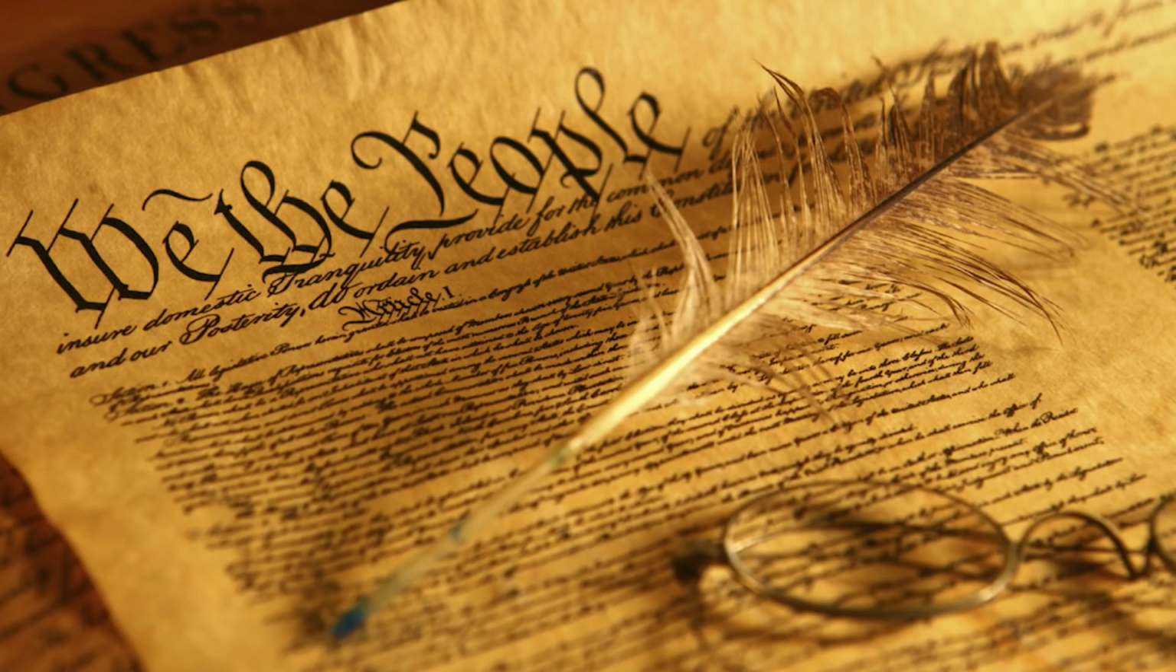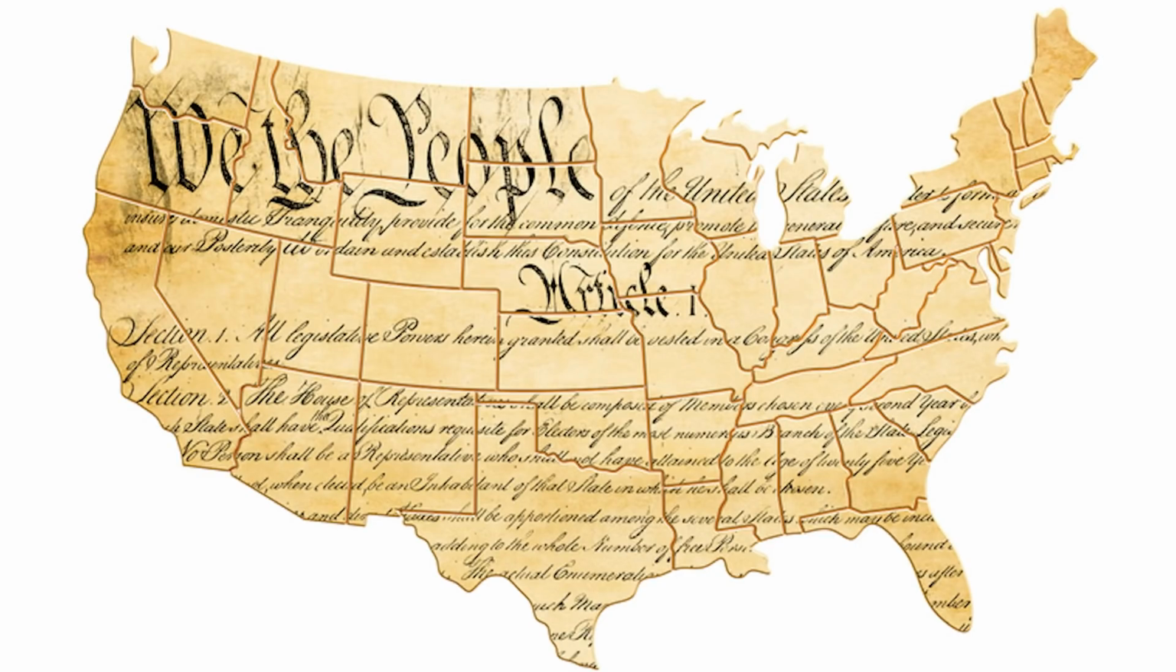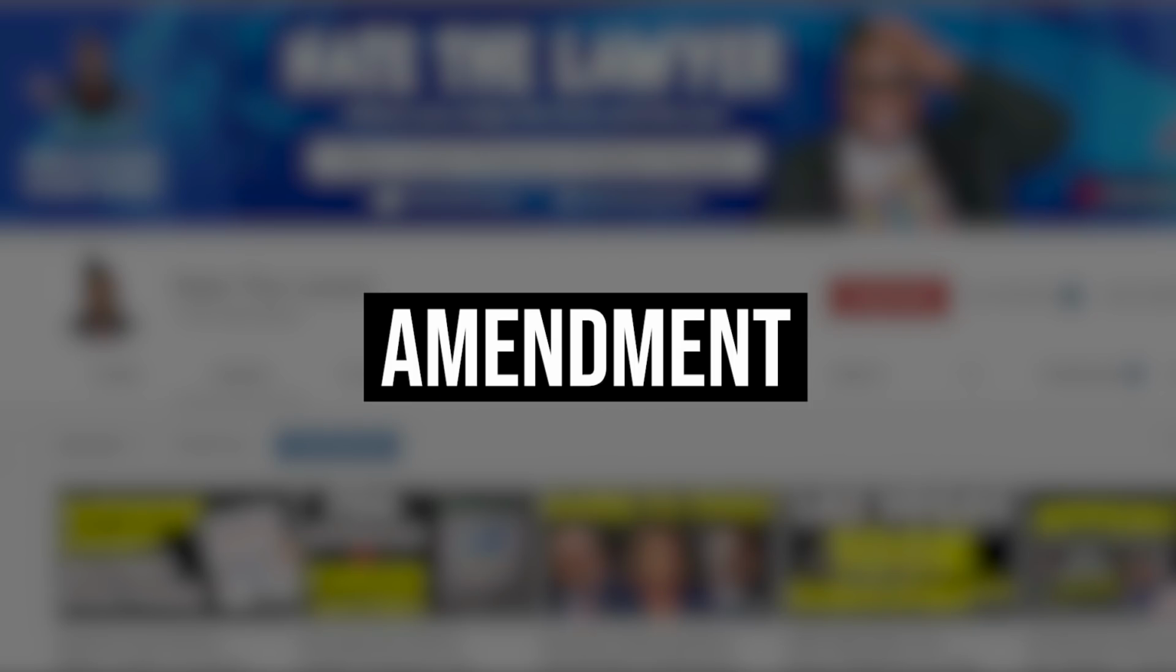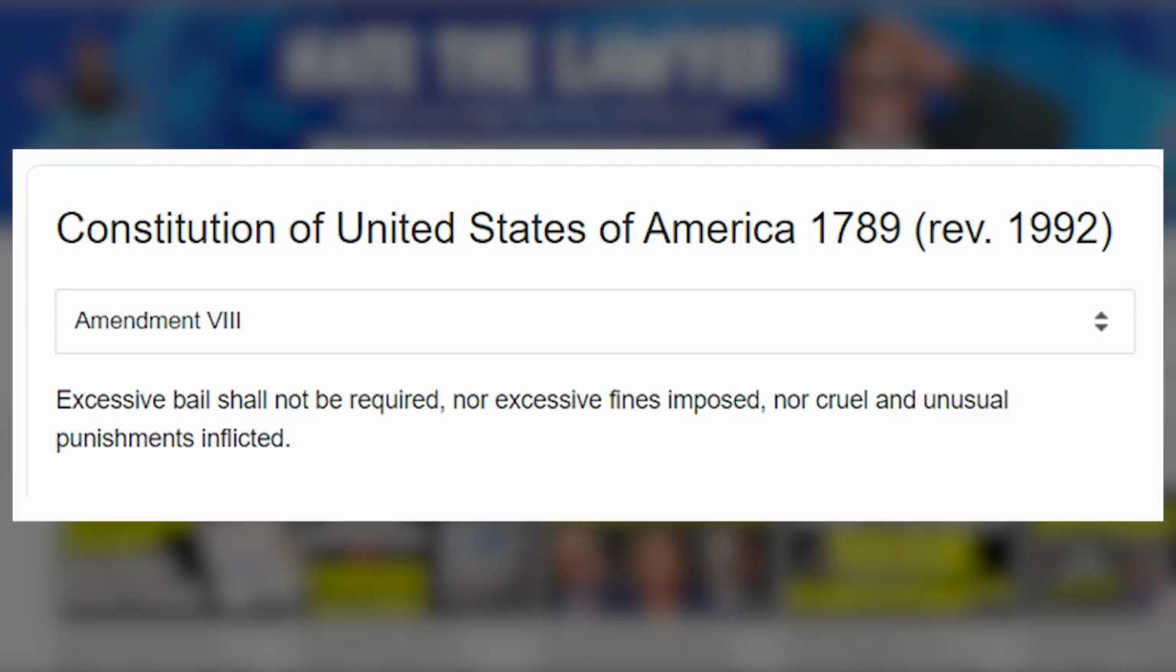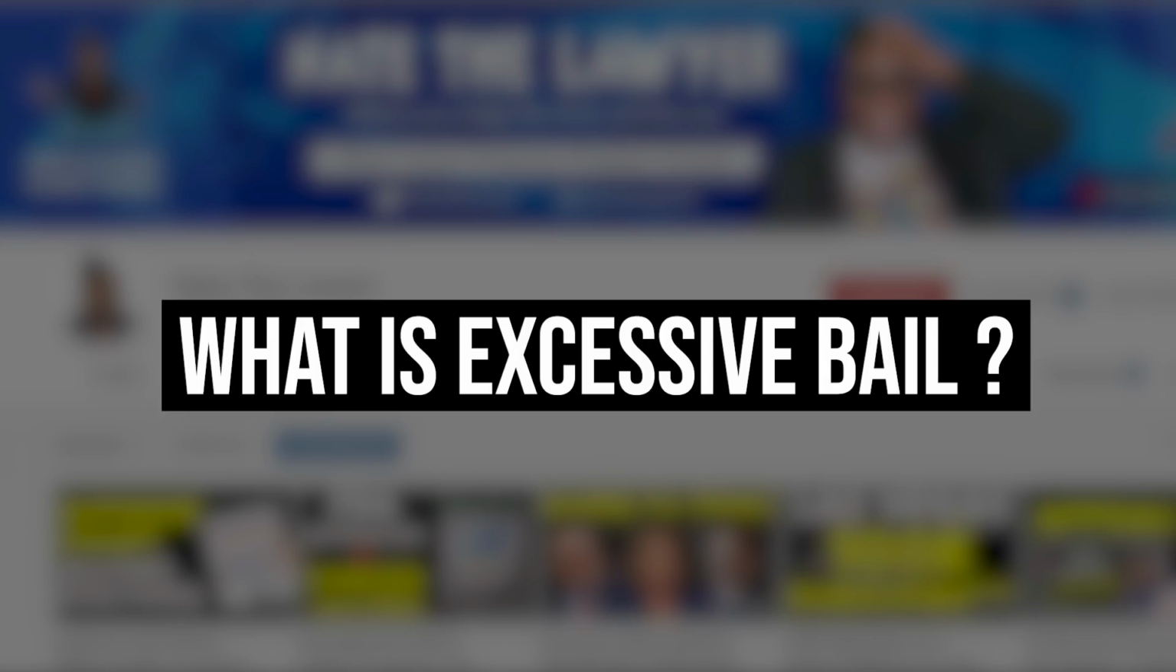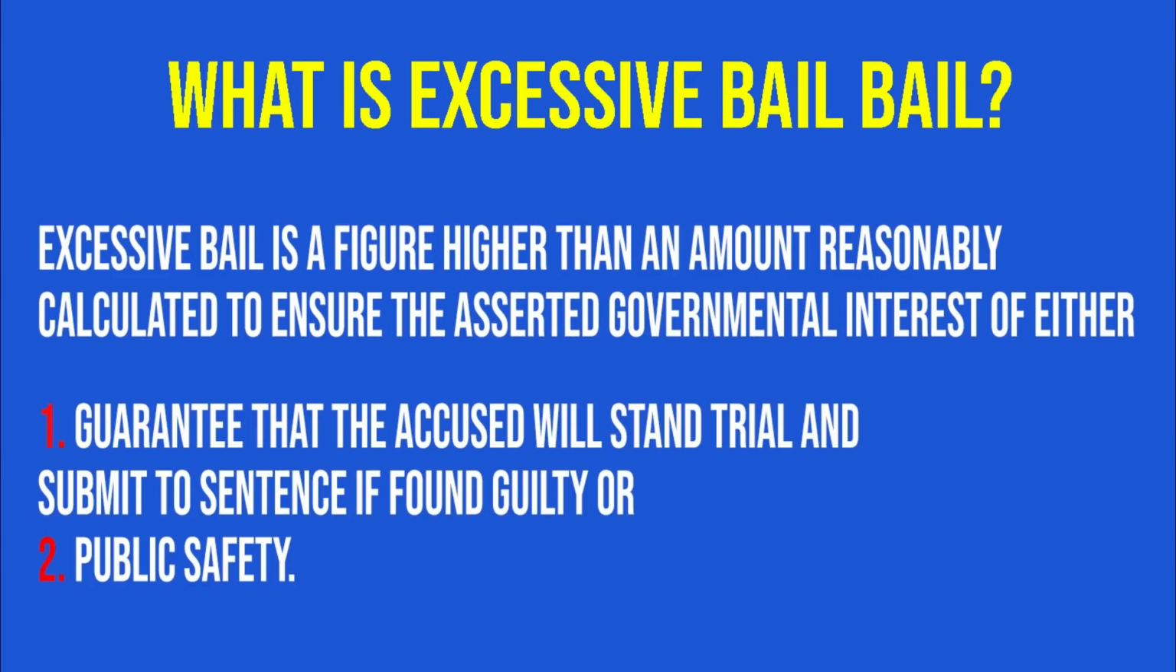Now, both the U.S. Constitution and most state constitutions prohibit excessive bail. Let's look at the Eighth Amendment to the Constitution. It reads, excessive bail shall not be required, nor excessive fines imposed, nor cruel and unusual punishments inflicted. So now your next question is, what is excessive bail? Well, excessive bail is a figure higher than an amount reasonably calculated to ensure the asserted government interest of either guaranteeing that the accused will stand trial and submit to sentencing if found guilty, or public safety.